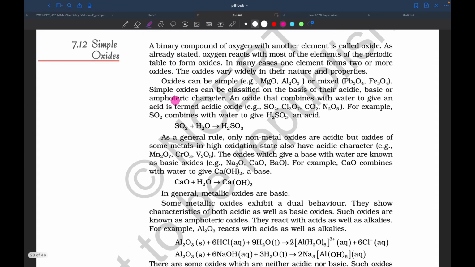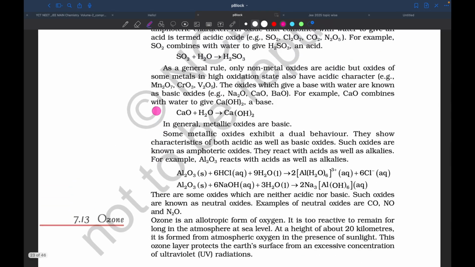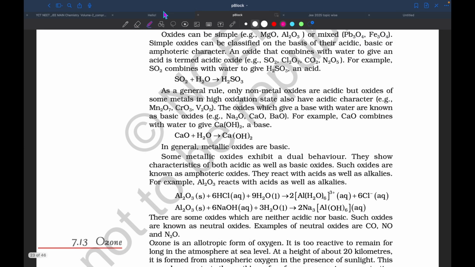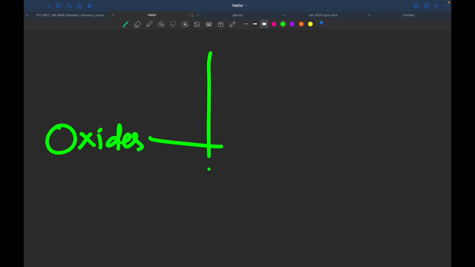Okay. So next we have simple oxides. What are the oxides, and we'll see about these oxides. So next thing is about oxides. The oxides are of various types, we know it. This is the general preparation.